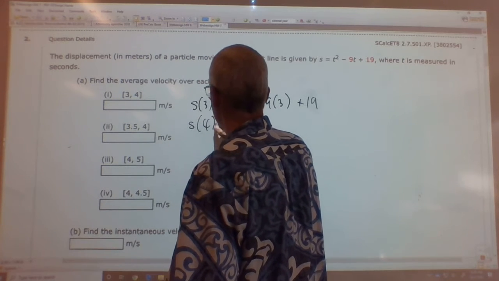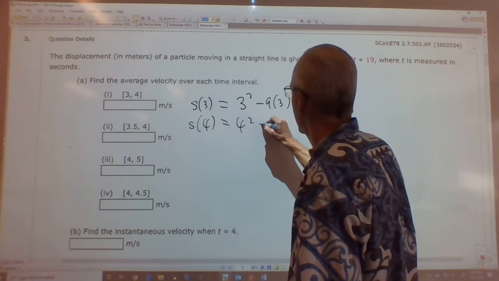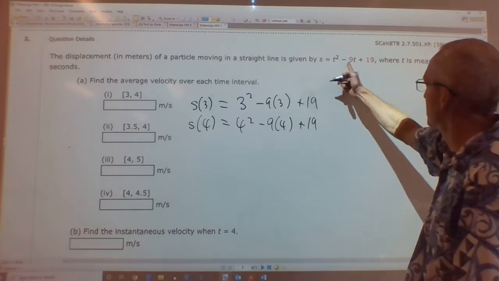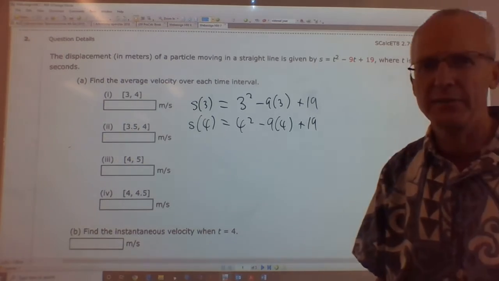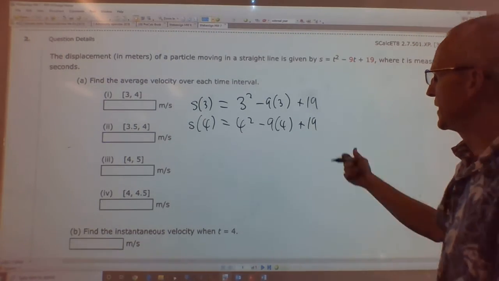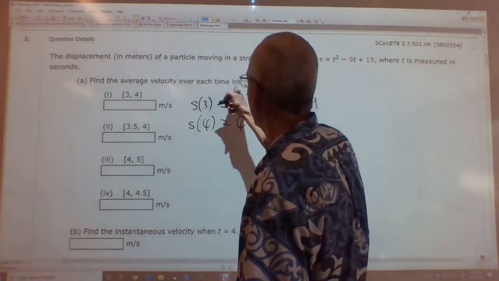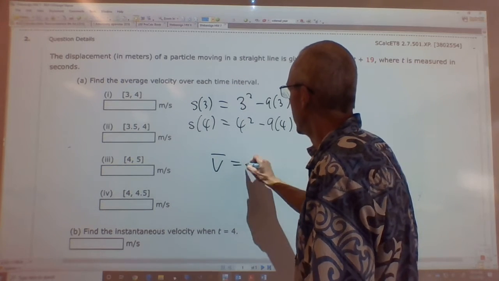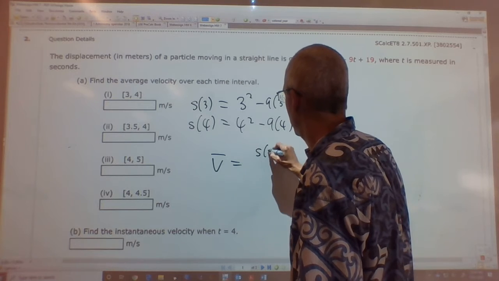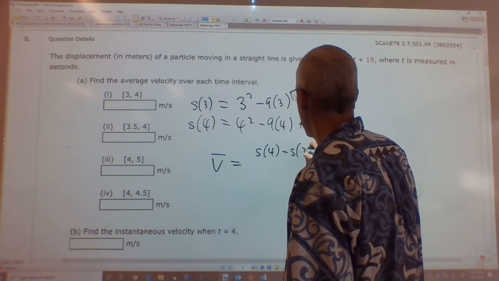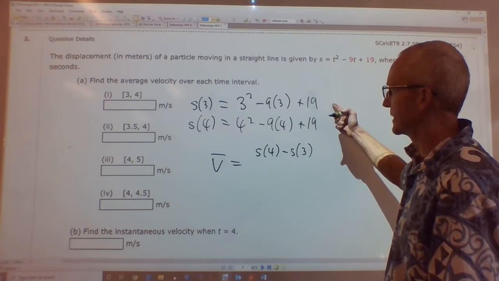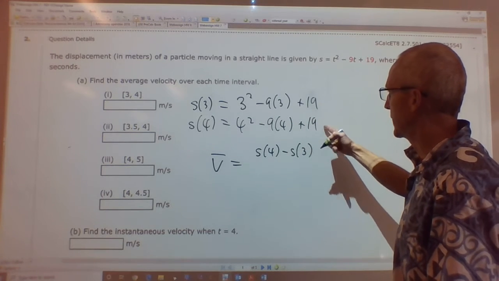S of 4, its position at 4, is 4 squared minus 9 times 4 plus 19. Again, my numbers are 9 and 19. Yours might be different. Now you just subtract the two. So the average velocity, and typically you can represent average by a line over it, is s of 4 minus s of 3, how far it went. Right here, at 3 it was at whatever number this is. At 4 it's at whatever number this is.